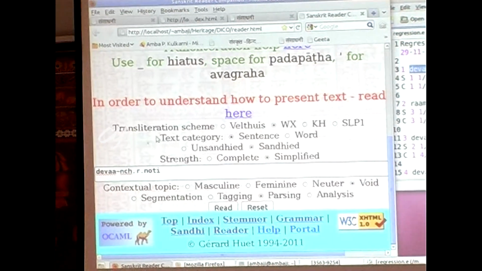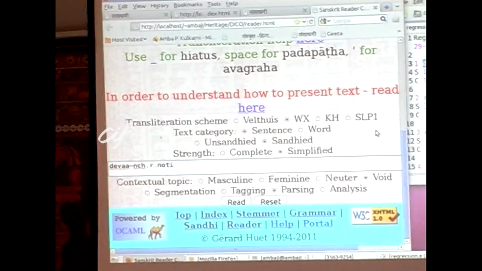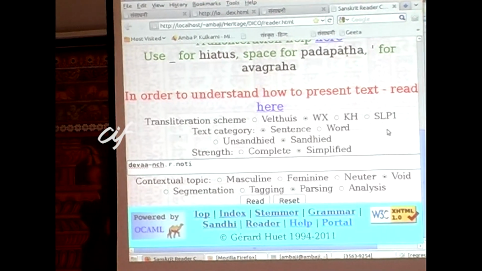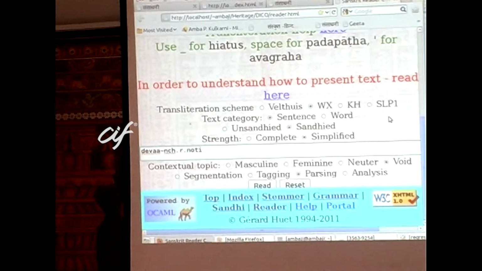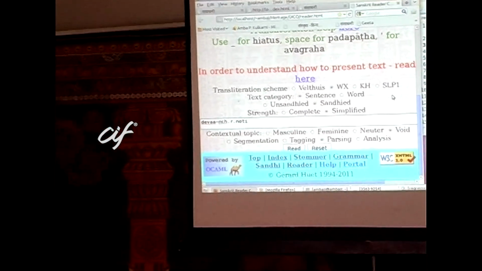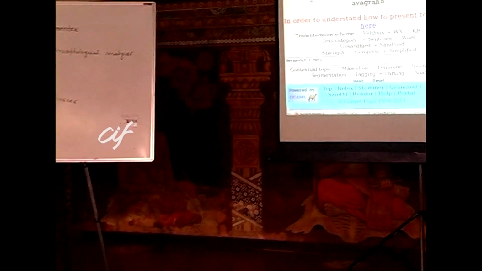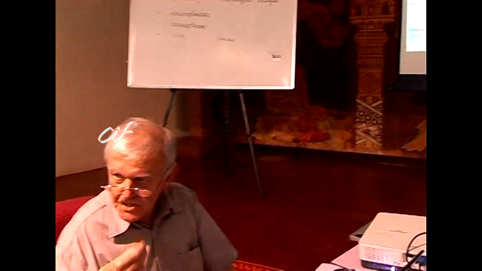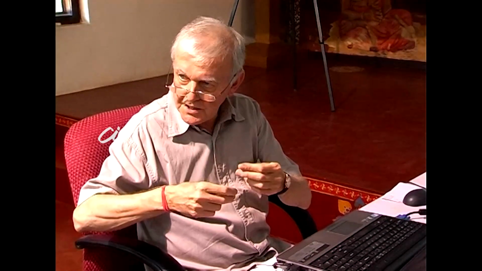So one parameter is the input scheme, how you can enter. For the moment, I don't have yet a Devanagari input scheme. So you have to enter through romanization, that is a transliteration scheme that we associate with the Latin alphabet, the various phonemes of the Sanskrit alphabet. So this way you imitate what would be input in Devanagari.